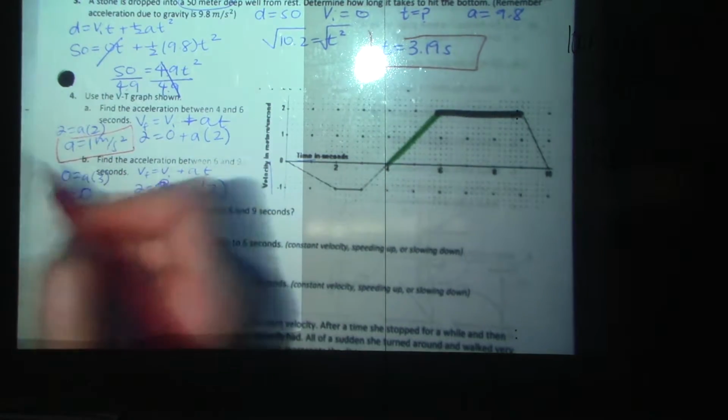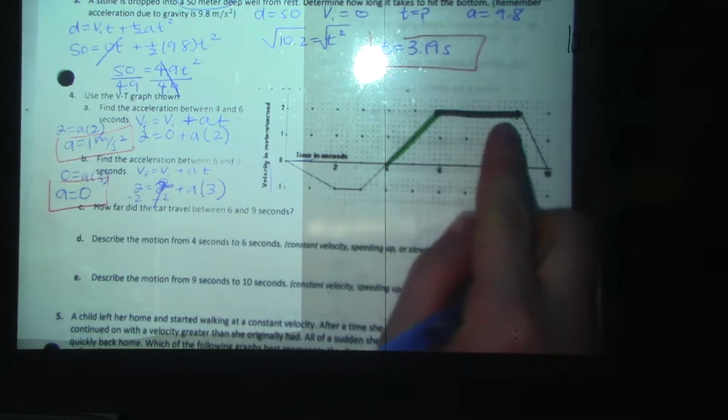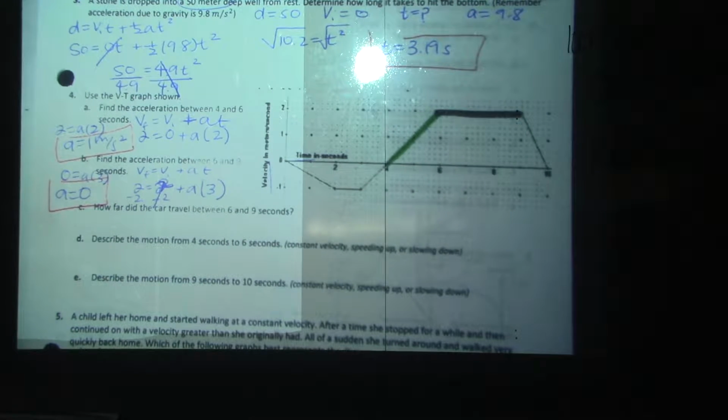Or you could have said, oh, that is moving at a constant velocity. If you have a constant velocity, then you are not accelerating. Your acceleration should be 0.